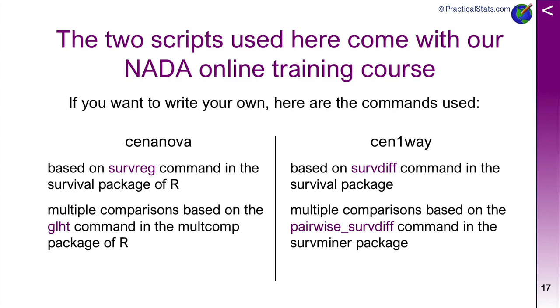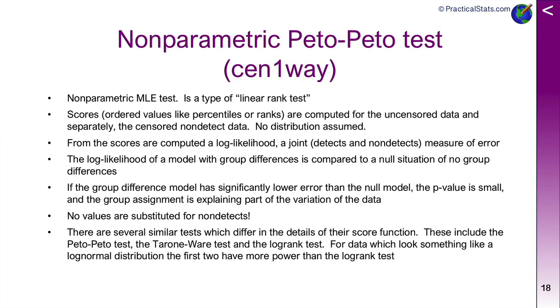So in sen1way, this servdiff command runs a variety of these kinds of tests, and the one I'm using here is called the Pareto test. It's a non-parametric test. It is a maximum likelihood kind of procedure. It's going to compute scores, which are a lot like ranks or percentiles, and it will have scores for the uncensored data, and it does calculate scores for the censored non-detect data. The tied values, all the less than 0.05s, will have the same score, but it preserves the idea that they're less than the rest of the data.